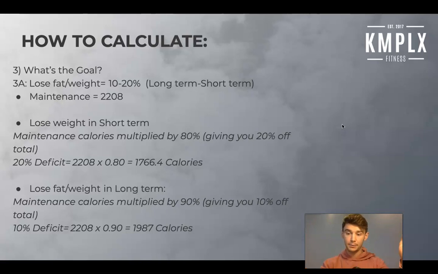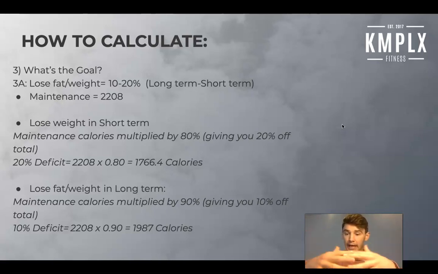So I'm going to make it very simple. Of course, you can go in the middle with 15% or whatever. I'm going to make it very simple just for this, and I'm going to go 20% in the short term. Why am I going 20% for a short term? I know I'm only going to be cutting for a short term, so I want to go a bit more aggressive. If it's a long term, I want to make it more sustainable, so that 10% model makes more sense.